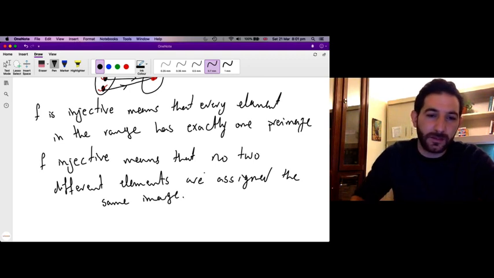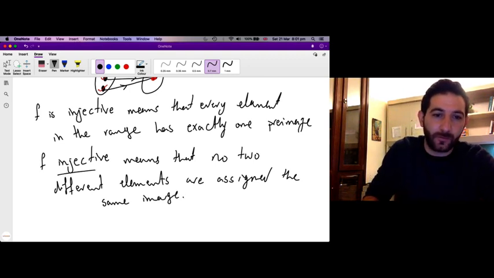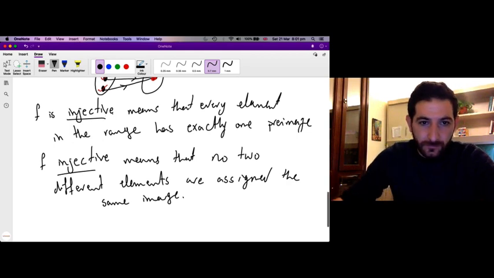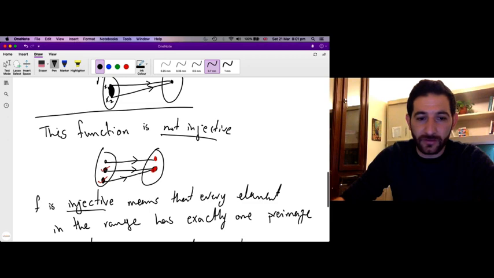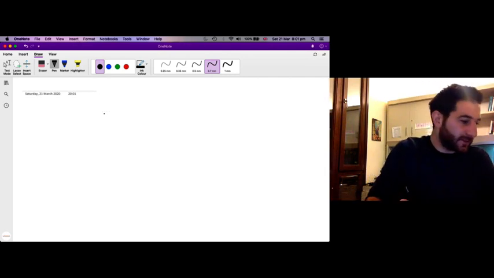Okay, so this is another way to see what it means for a function to be injective. Here we have two different elements which are assigned the same image, so it's not injective.